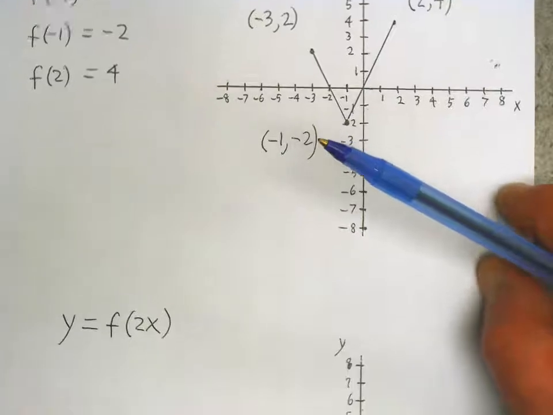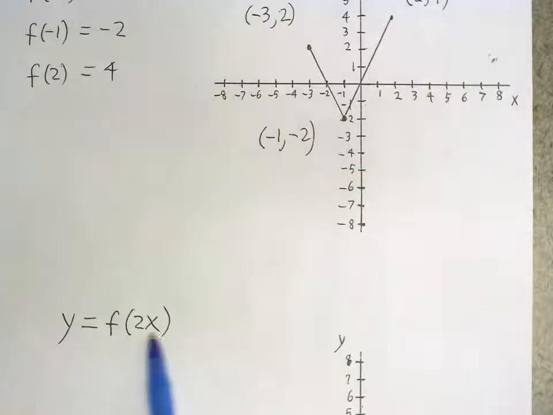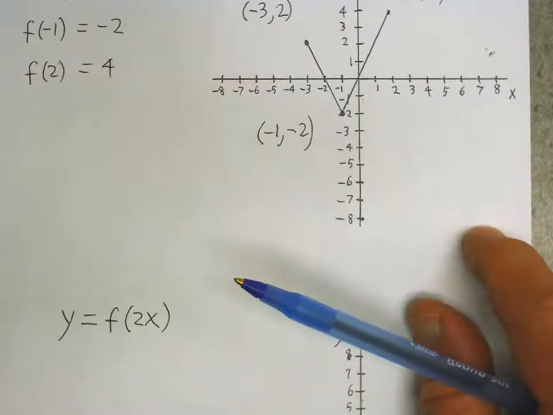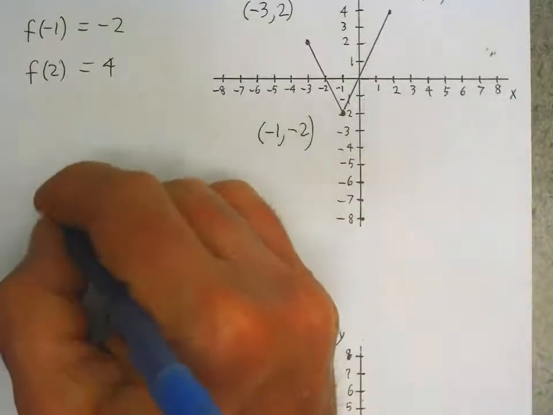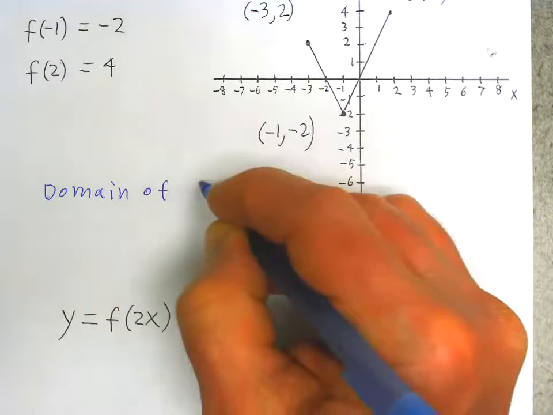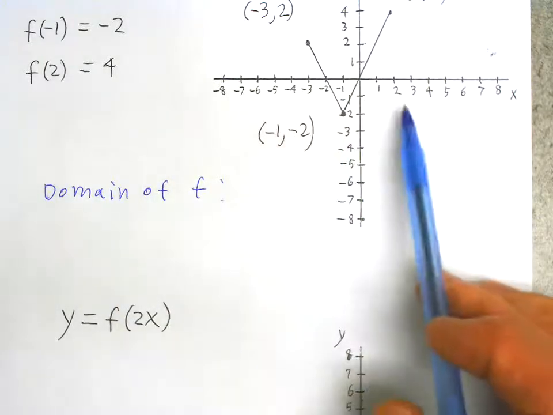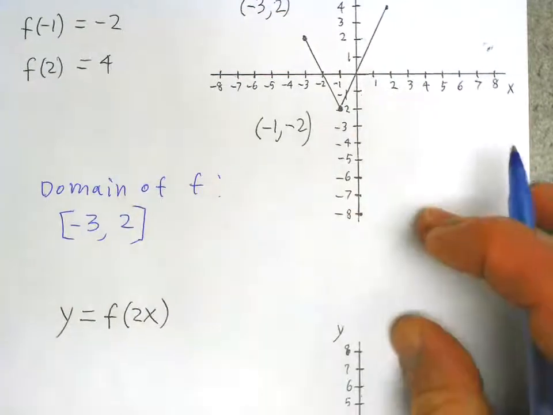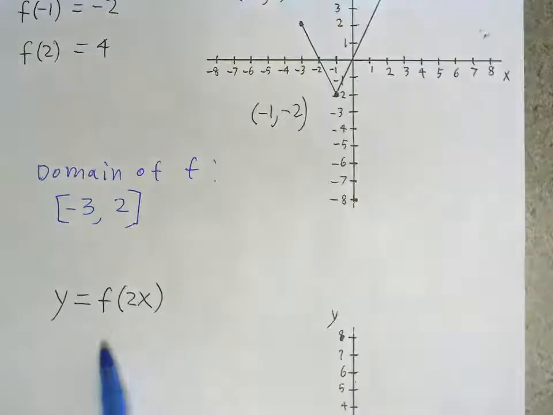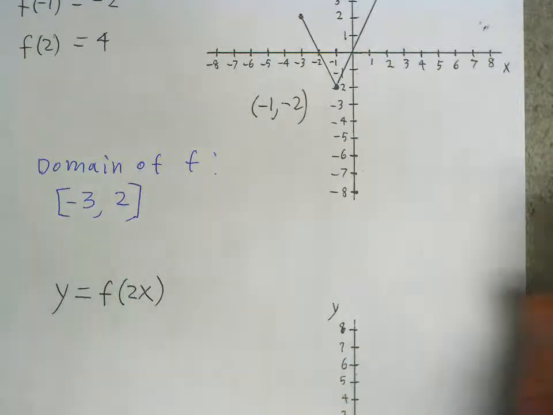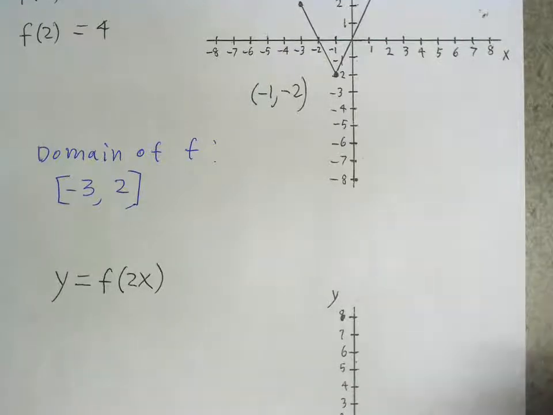So on this one, this time the domain values are affected because it's f of 2x. So remember the domain of f. I'll just remind you of the domain of f. It's from -3 to 2. So the domain of y equals f of 2x is not the same as the domain of f. So how do we find the domain?